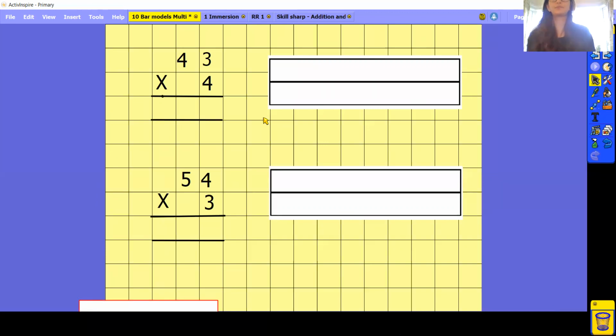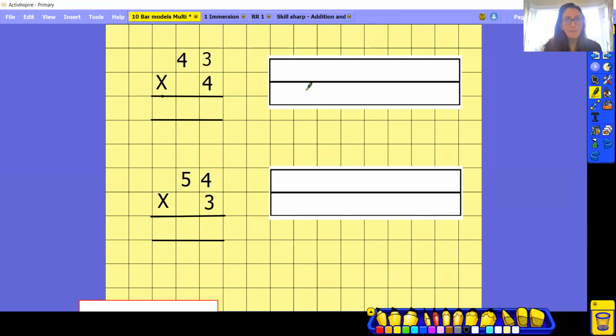Okay, so let's do this first one, okay? So remember, how many equal boxes will you need to have? Are you going to have 43 boxes or 4 boxes? Well done if you said 4 boxes. So 4 equal boxes. Oh, it's a little bit, not quite even, but I'll let that slide. Okay, so now you need to think about what one of these boxes are worth. Remember, we've got 4 of these boxes, but what is one of them going to be worth?